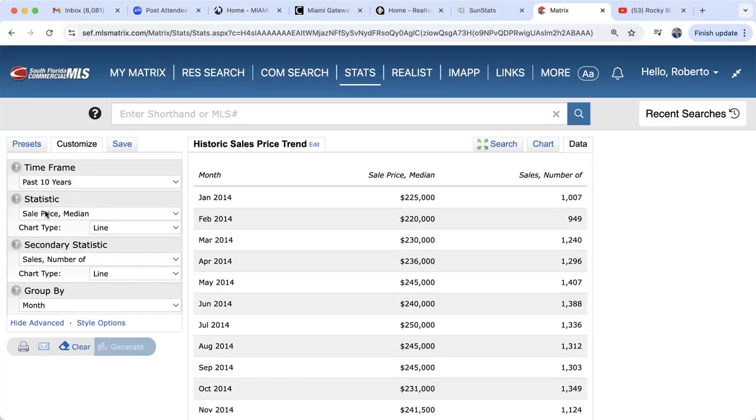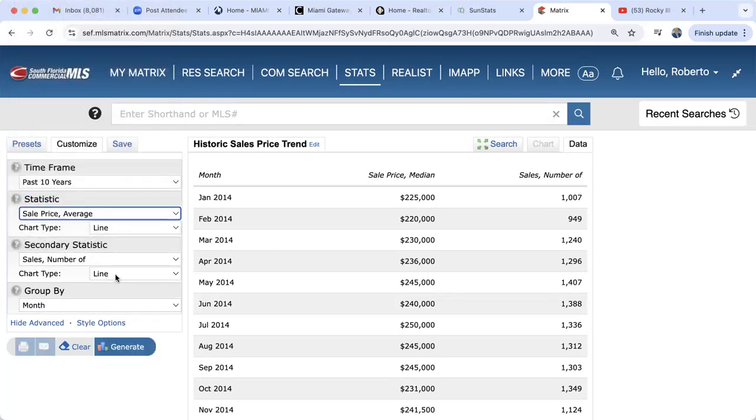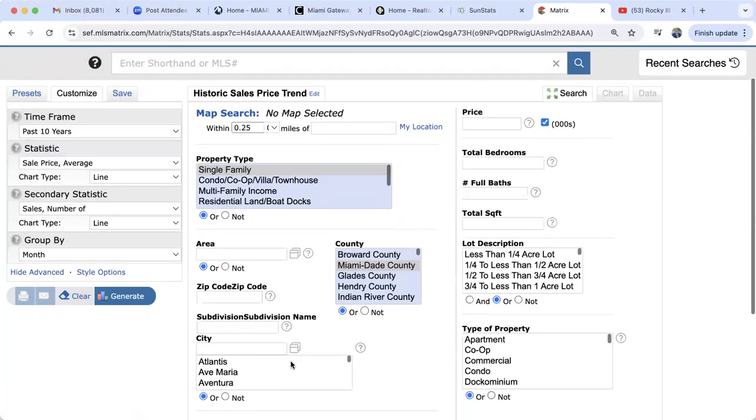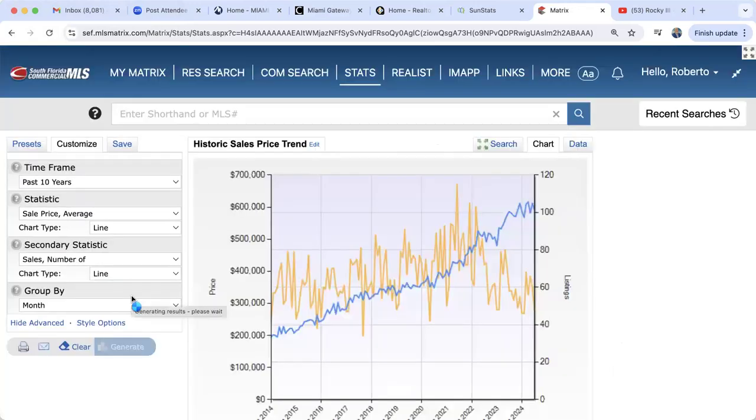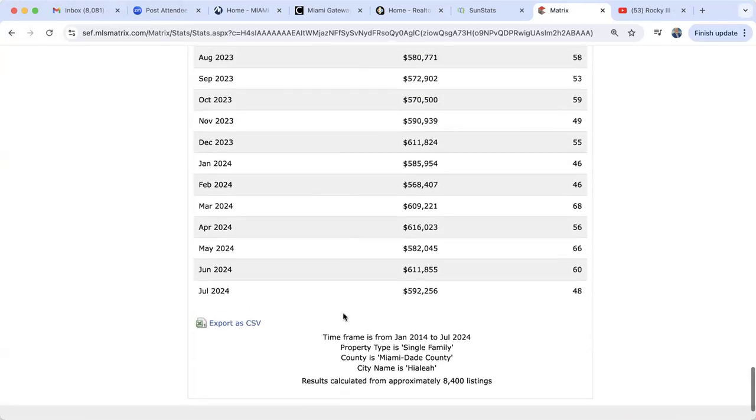So we're going to switch statistic number 1 to the sales price average. Let's leave the volume of sales and let's go here to where it says search and let's do Hialeah. All right. What's the average sales price for a home in Hialeah? All right. Let's go ahead and click on data. You'll be surprised, guys. The average sales price is actually lower than the median sales price in all of Miami-Dade County. So in Hialeah, the average price is $592,000. And there were 48 sales in July.